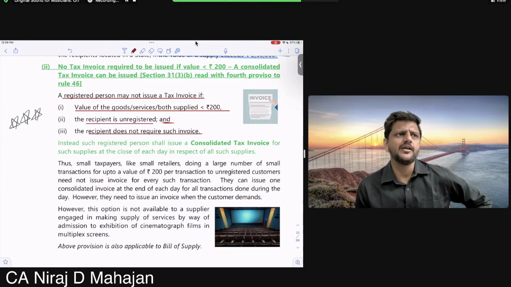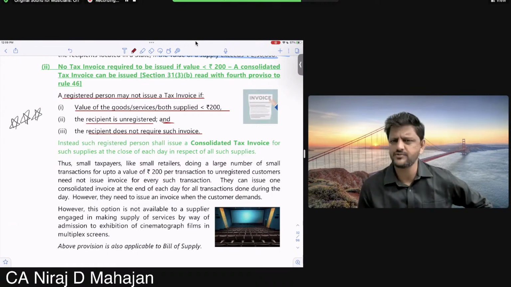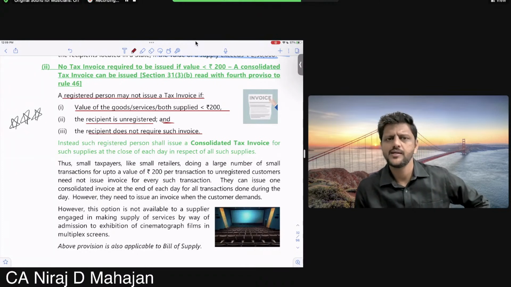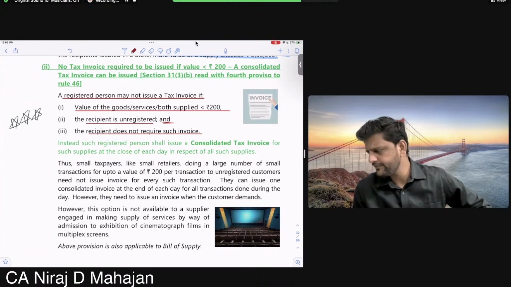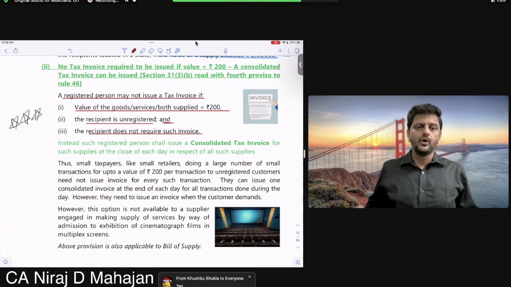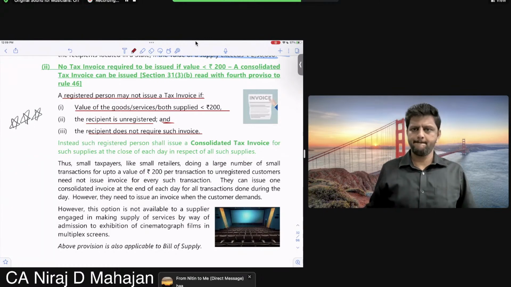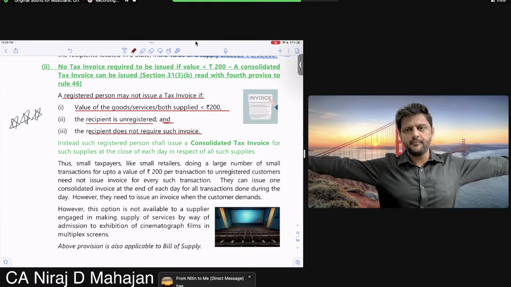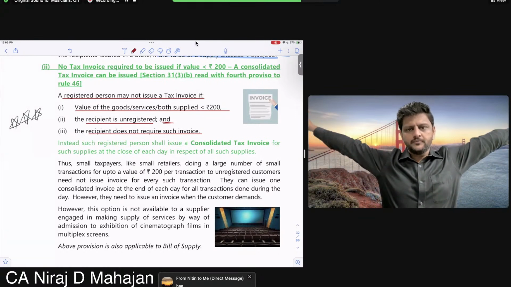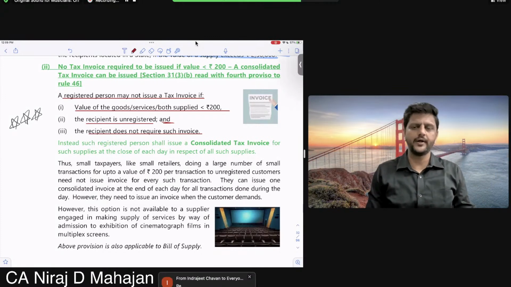But if the value is 20 rupees, not 200, 20 rupees, and the customer says, I want an invoice, then you will have to issue an invoice, even if it is a tax invoice. Understood, everybody? What if the amount is 300 and B2C? Amount is 300, B2C. Required or not required? Required. Clear till here, all of you?